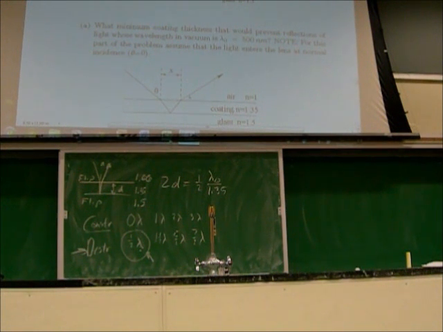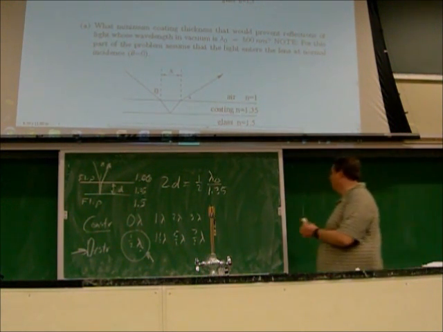D equals lambda 0 over 4 times 1.35. Okay? What do you think? Reasonable? Yep. How much did you come up with for D? 93 nanometers.